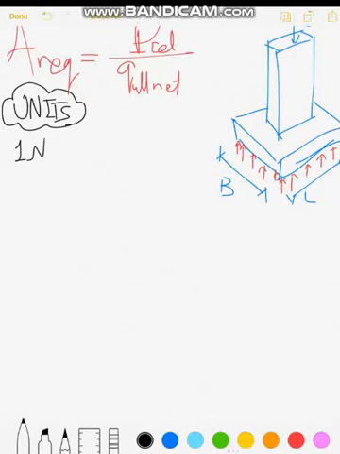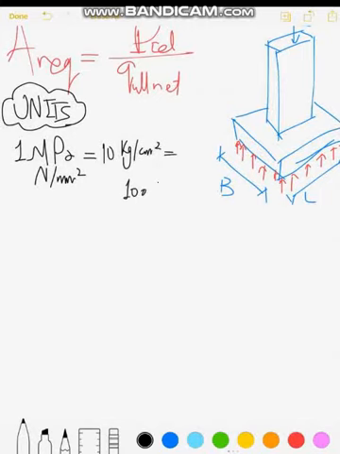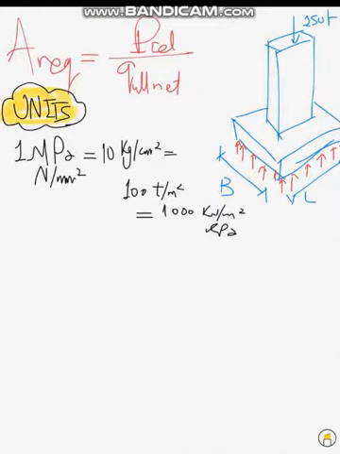1 megapascal, which is equal to Newton per millimeter square, is equal to 10 kilogram per centimeter squared, is equal to 100 ton per meter square, which is equal to 1000 kilonewton per meter square, or kilopascal. They are the same. So you have to know these conversion units. I am highlighting in yellow. Take care of this, and you have to know this line well.